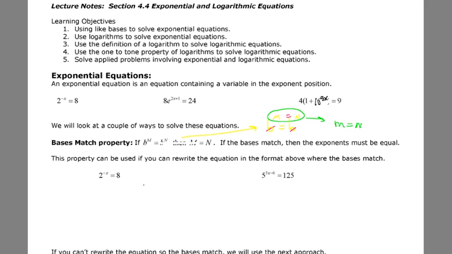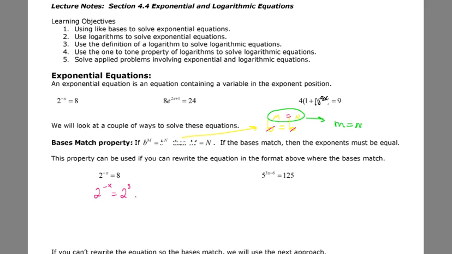And that can actually be used on these two right here. I have 2 to the negative x equal to 8. Well, there's a relationship here. 8 can be written as 2 to a power. 8 is the same thing as 2 to the third.